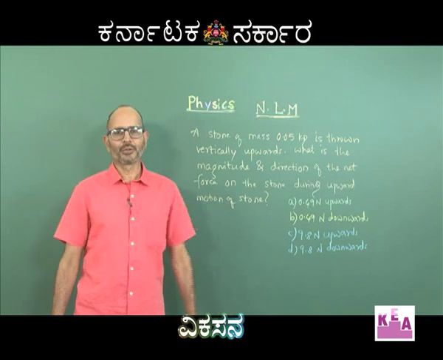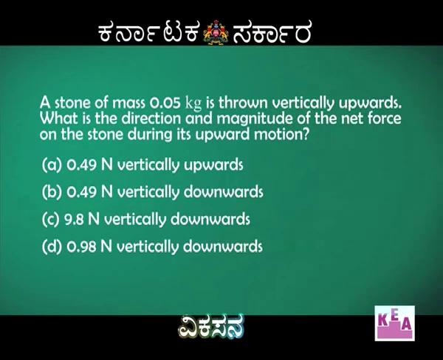So, there is one more on Newton's laws of motion. A stone of mass 0.05 kg is thrown vertically upwards. What is the magnitude and direction of the net force on the stone during the upward motion of the stone?